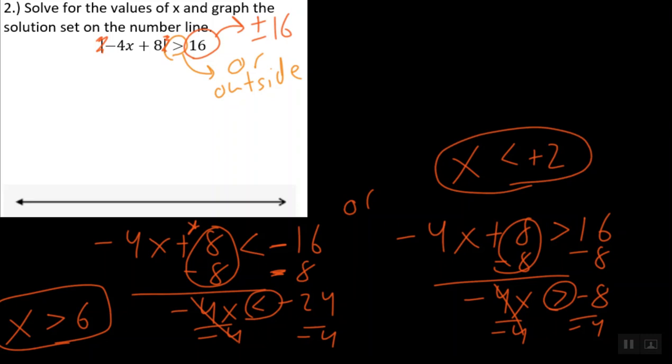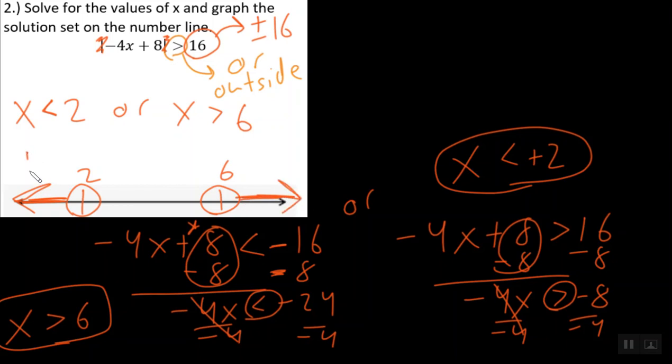So how do I write my solution set? Well, let's write it like this. X is less than positive 2, or x is greater than 6. So we can come on down here, we can write 2, we can write 6, we'll circle them both, and ask yourself, are 2 and 6 included in our solution set? Well, if x is less than 2, the answer is no. So we'll shade everything to the left, we'll shade everything to the right.